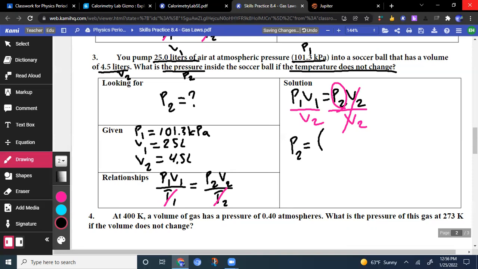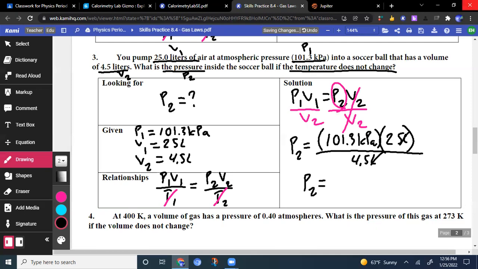P2, let me see, we're going to go P1 times V1, so 101.3 kilopascals times V1, which is 25 liters, all divided by V2, which is 4.5. Liters cancel. And we get roughly 563 kilopascals.